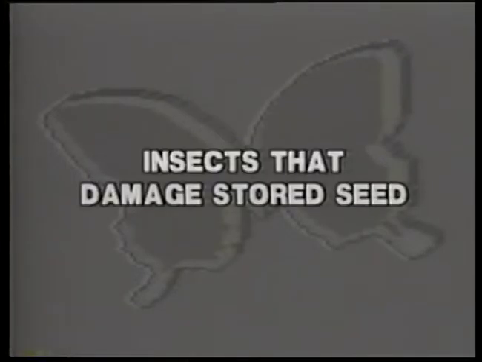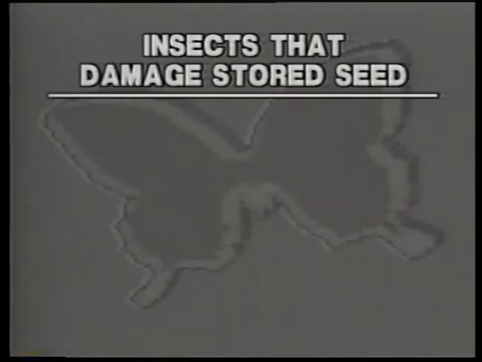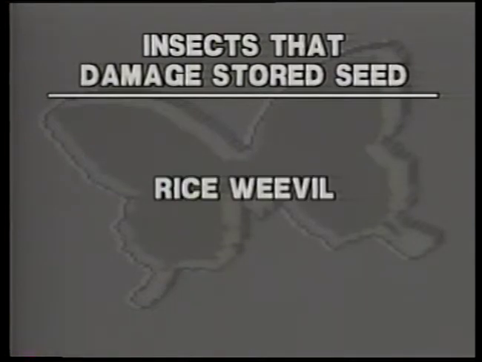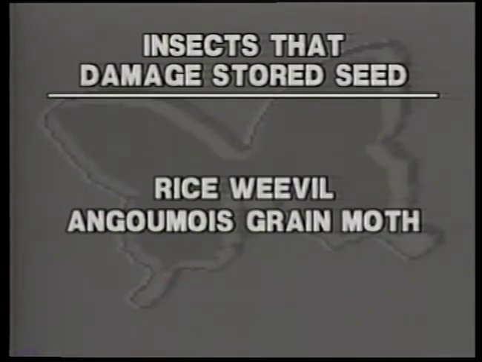The next category of insects is the insects that damage stored seed. These insects attack seeds during storage. Symptoms of injury include boring and tunneling of seed. Insect pests chosen for study in this category are rice weevil and Ungomois grain moth.